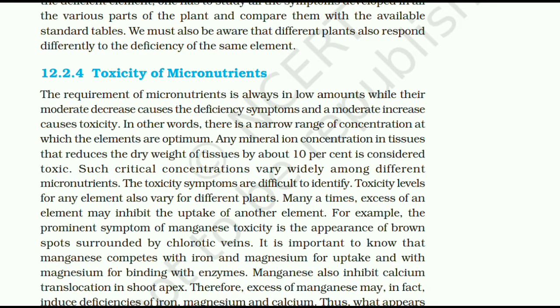12.2.4 Toxicity of micronutrients. The requirement of micronutrients is always in low amounts, while a moderate decrease causes the deficiency symptoms and a moderate increase causes toxicity. In other words, there is a narrow range of concentration in which the elements are optimum. Any mineral ion concentration in tissues that reduces the dry weight of tissues by about 10% is considered toxic. Such critical concentrations vary widely among different micronutrients.